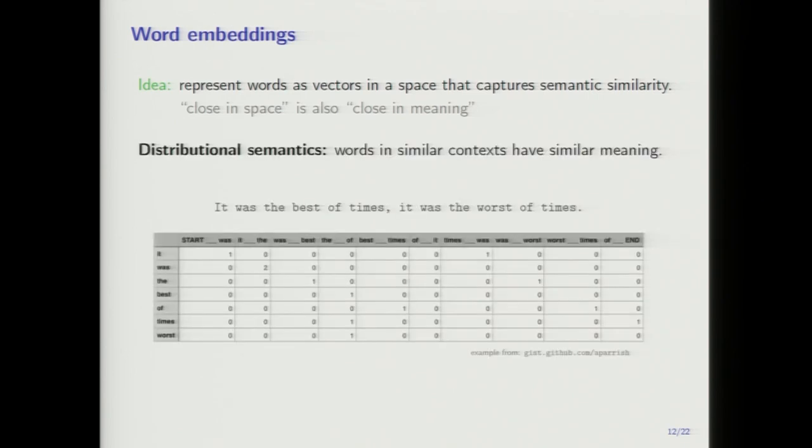So there's this idea of distributional semantics. The idea is that if we look at a large corpus of text, we can use the context of words to discover their meaning. So words that are surrounded by similar words tend to have a similar meaning.